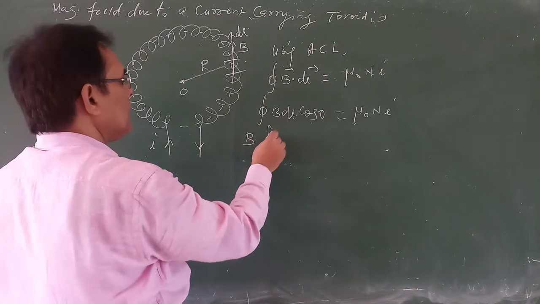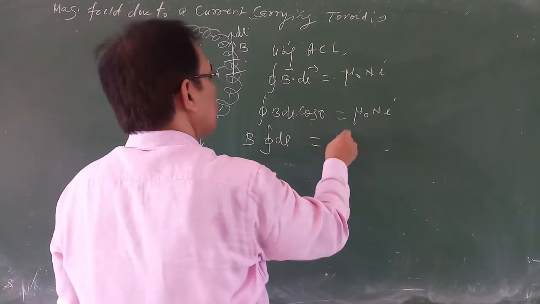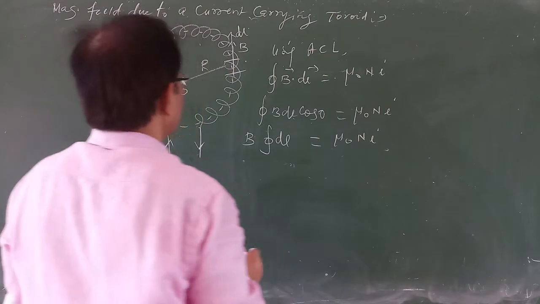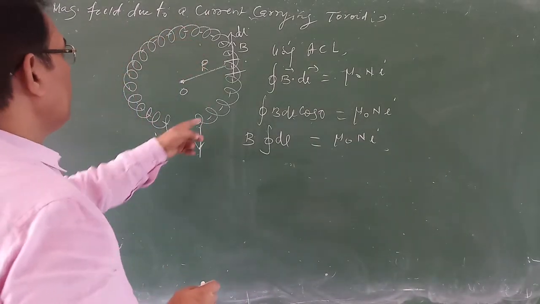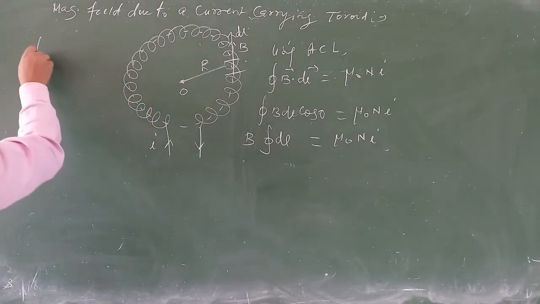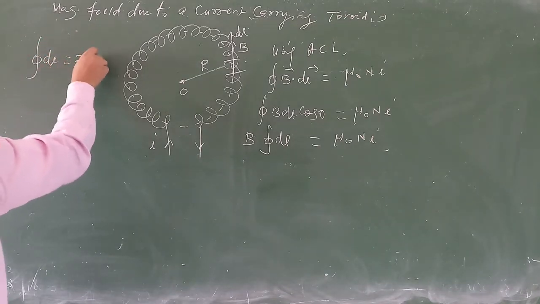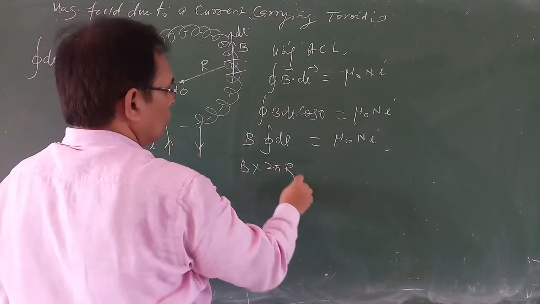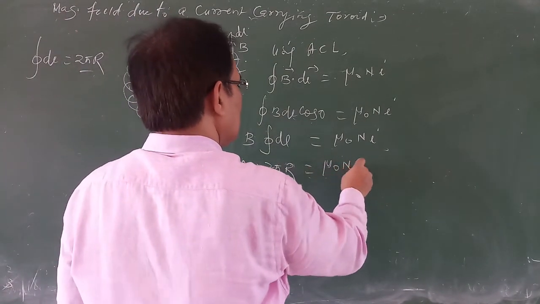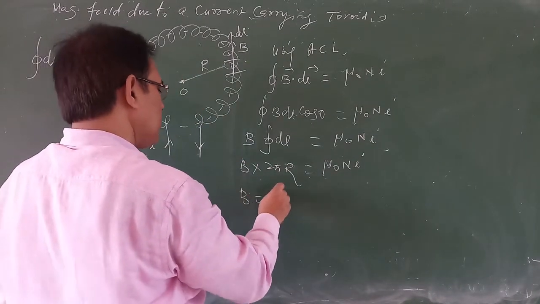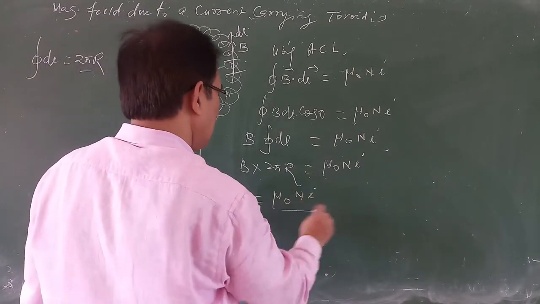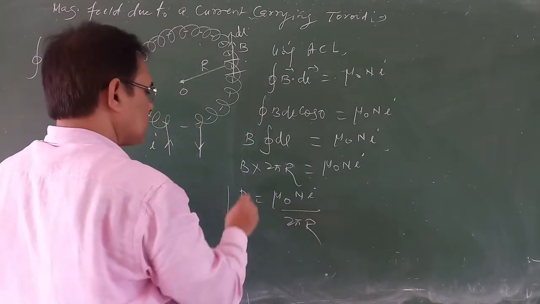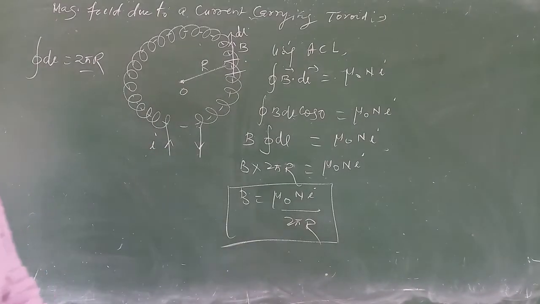And here B times the integral of dl equals mu naught n I. The total length of the toroid, the integral of dl, equals 2 pi r, equivalent to the circumference. So B into 2 pi r equals mu naught n I. Therefore B equals mu naught n I upon 2 pi r. So this is the magnetic field in a current carrying toroid. Note down fast.